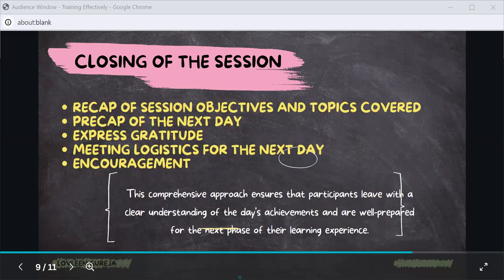Preparation instructions. If there are any preparations that they need to do before coming for tomorrow's session, this is the time to tell them. Any material that they have to read, any activity, any task for the next day that needs to be done, communicate it clearly. This will ensure that the participants are ready for tomorrow. They're organized for the following session.